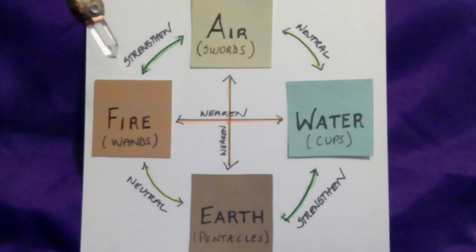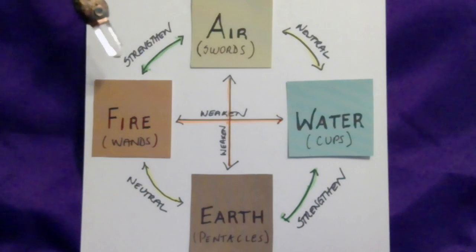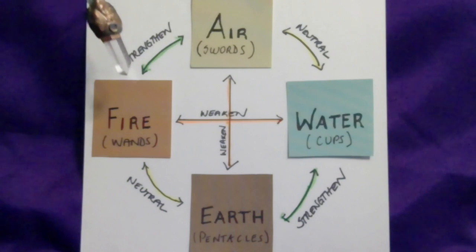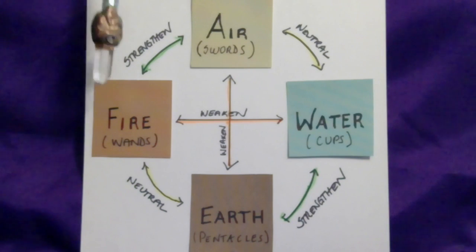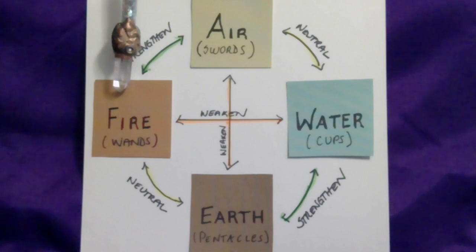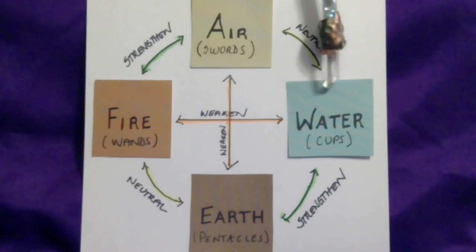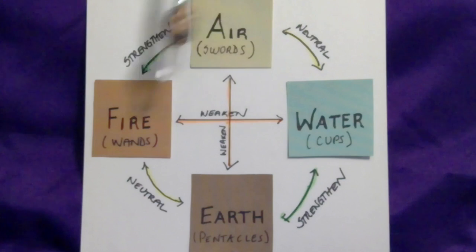So let's talk about the ones that weaken each other first. In other words, they're going to be opposite from one another. The fire element is opposite from water, and that makes sense because water will put out fire.